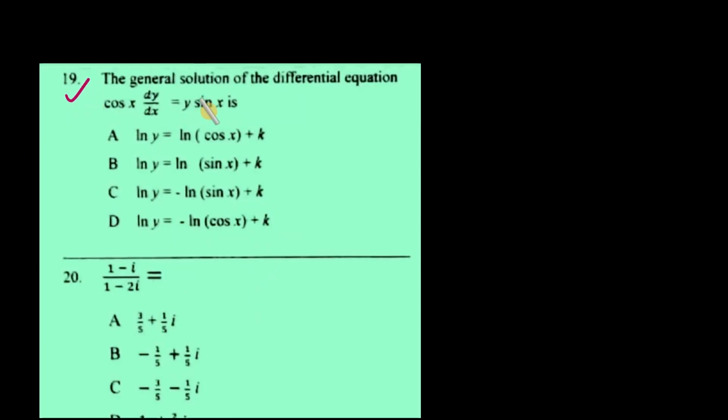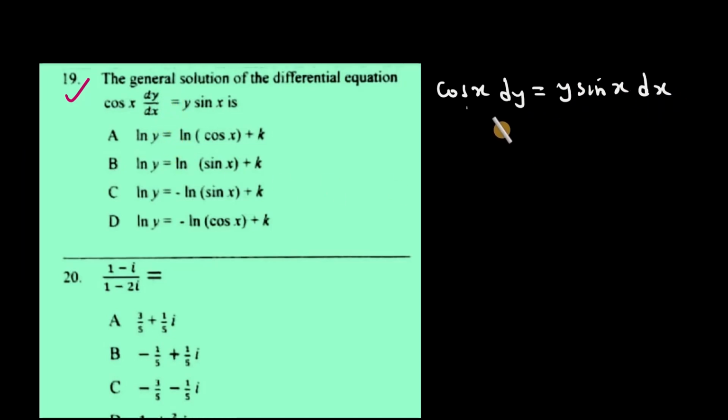Number 19. The general solution of the differential equation cos x dy/dx equals y sin x is which one of the following? Let's find out. This differential equation is a first order differential equation which can be solved by the method of separation of variables. Multiplying both sides by dx, I have cos x dy equals y sin x dx, since when I multiply by dx, dx is going to cancel here.